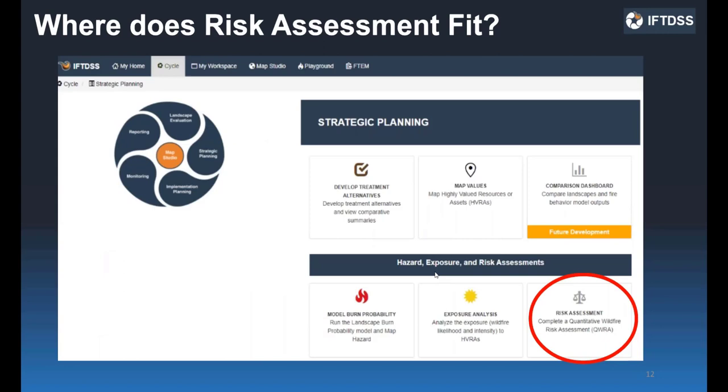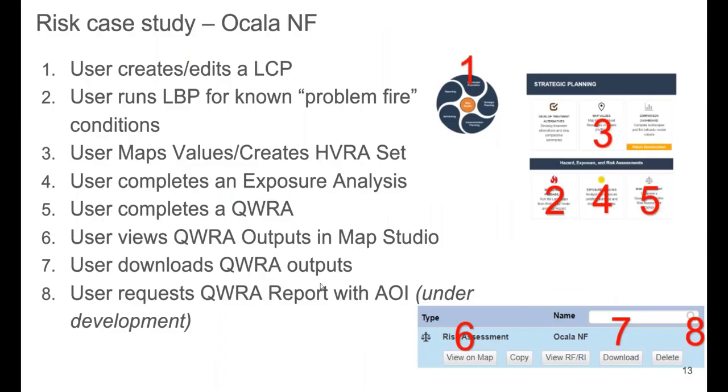So where does risk assessment fit in IFTDSS? In the planning cycle that we've got, it's under strategic planning. It's down here on the right. You can see here's burn probability, here's exposure. Map values stands alone there because you can do that independent of these other things. If you just want to map your values and create a HVRA set, you can do that. It's not necessarily a completely linear process, but there are tutorials and things in the help that can walk you through and make it a linear process if that's helpful to users.